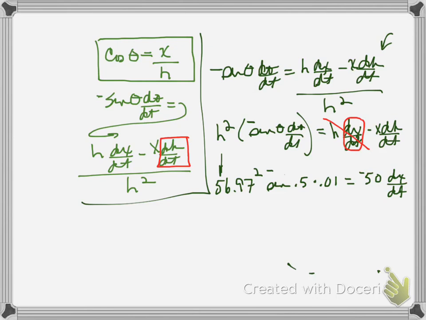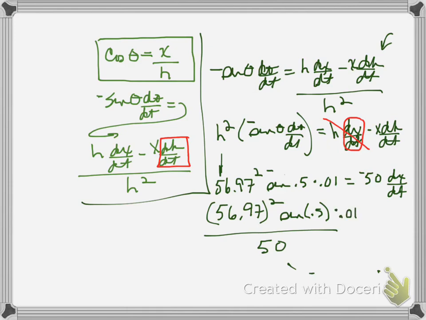Okay, so what will we have? 56.97, take that quantity and square it, and since I'm dividing by a negative, I'm going to now drop the negative in front of the sine, because that's going to be a negative over the negative of the 50, which I also just dropped, and then multiply that by 0.01. If you do that math carefully, you will end up with dH dt equals 0.31 feet per minute.